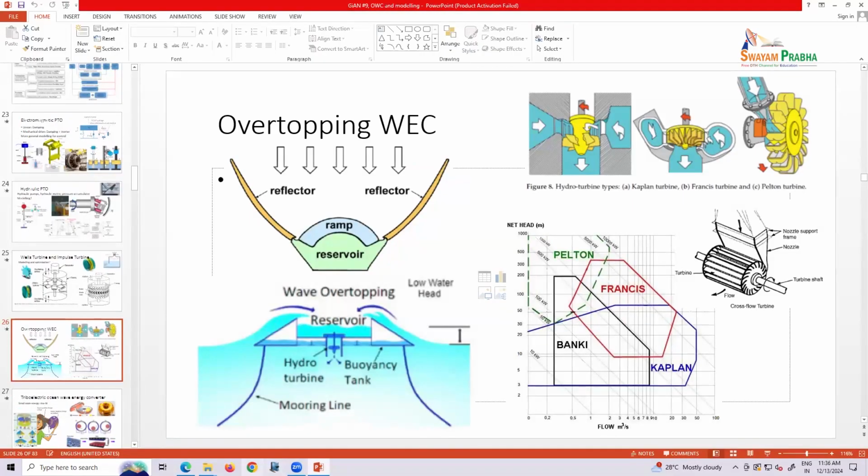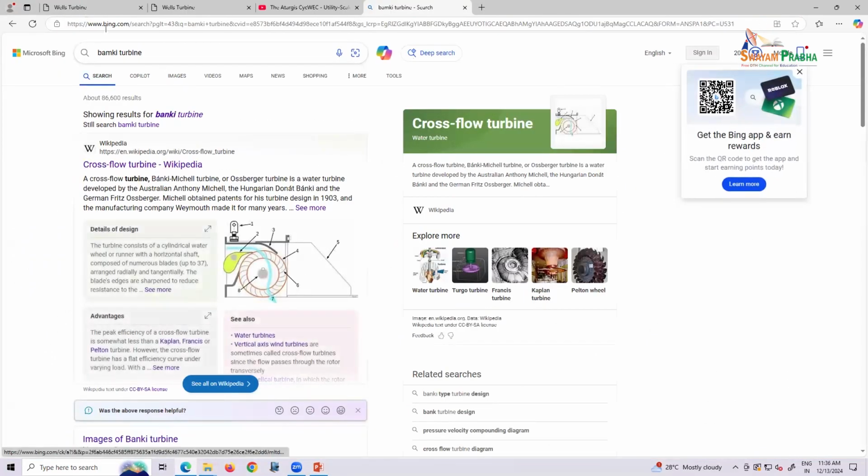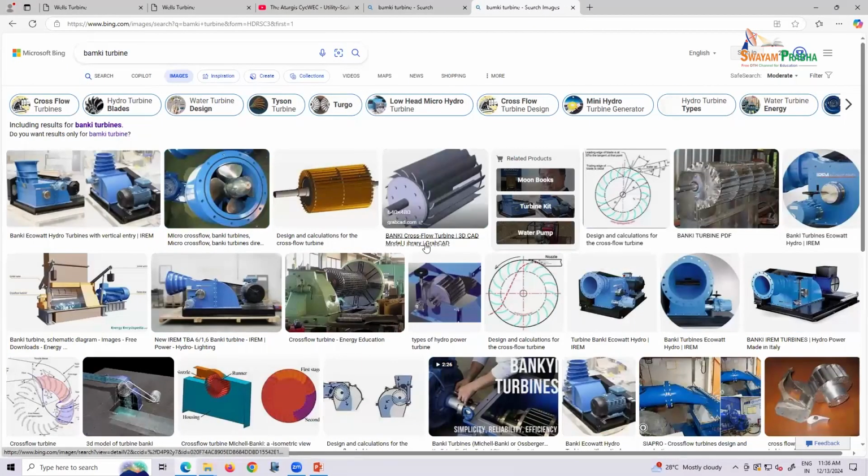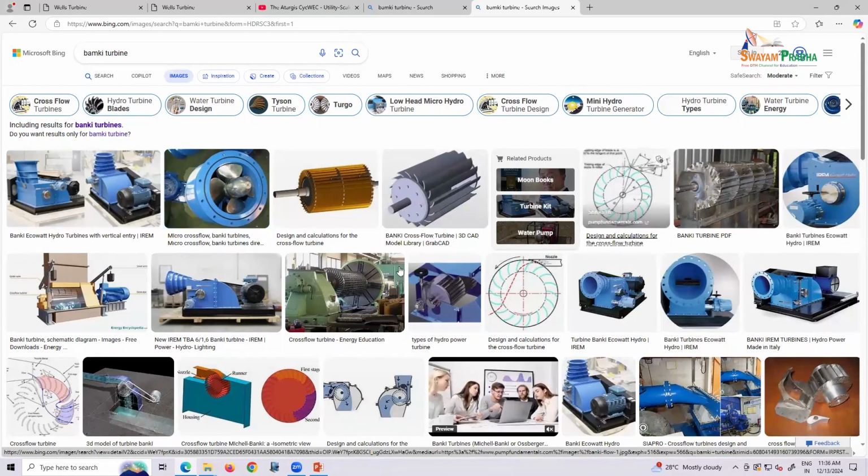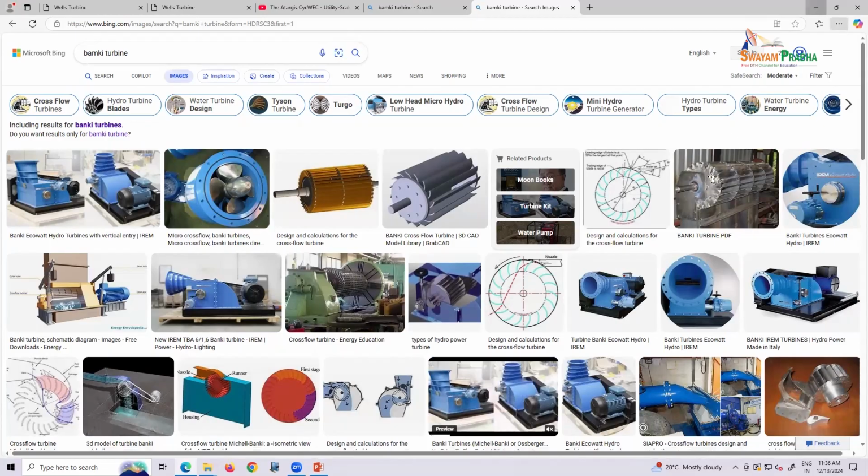And let's take a look again. Before that, I want to say I didn't put the figure of the Banki turbine. Okay, this is the Banki turbine. It gives you a sense of what it looks like. Actually, it's just a cross flow turbine.